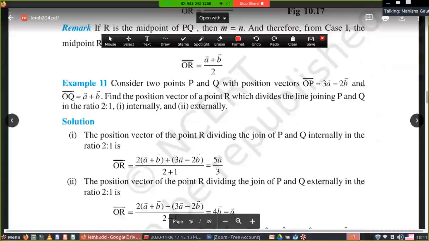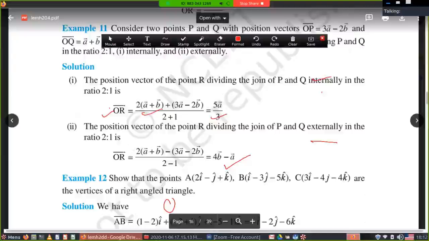Example number 11. Consider two points P and Q with position vectors OP and OQ, and the ratio is given as 2:1. Internally and externally you have to write the vector. For the internal division, OR vector is equal to, for the ratio 2:1, 2 goes with A plus B and 1 goes with OP, divided by the sum of ratios 2 plus 1, and you will get 5A upon 3. If it is the external division, then you apply the minus sign in the formula. This is only the application of the formula.